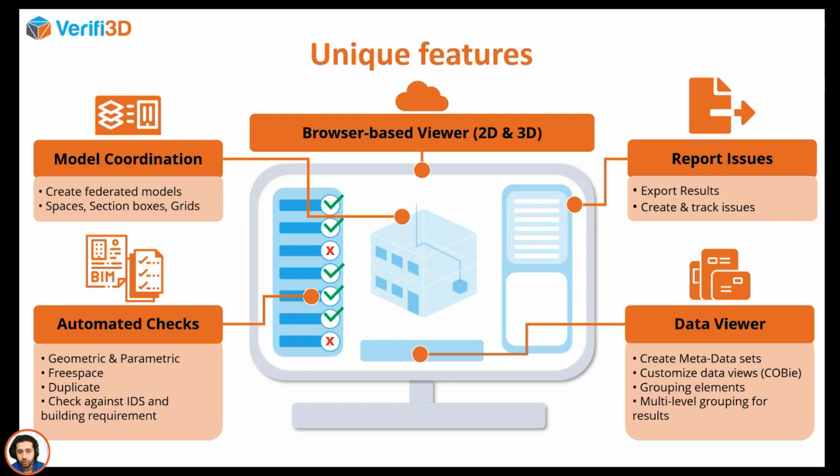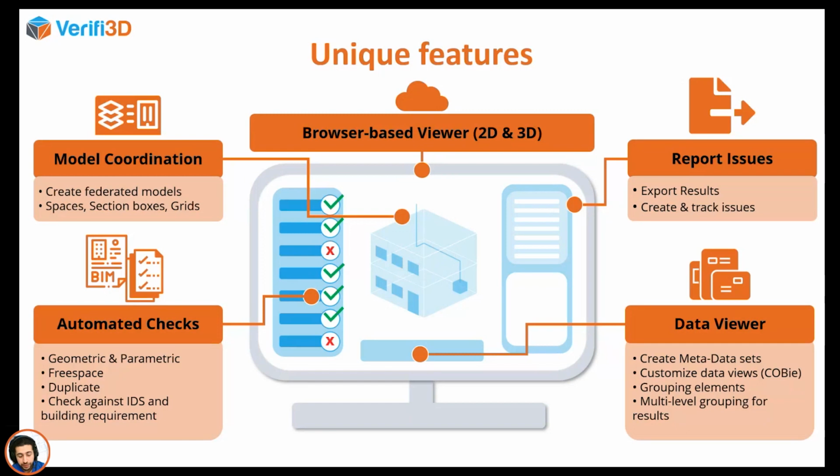There are different ways to report issues, because when we talk about model coordination and model checking, at some point we will have some issues. So we need to have a streamlined process to report these. We can do that by exporting them into CSV or Excel files. And nowadays we're using BCF files, the BIM Collaboration Format, which is quite easy to use. What you can do is that on Verified, you can create an issue and then export the BCF, and then go back to your authoring tool and fix the issue from there.